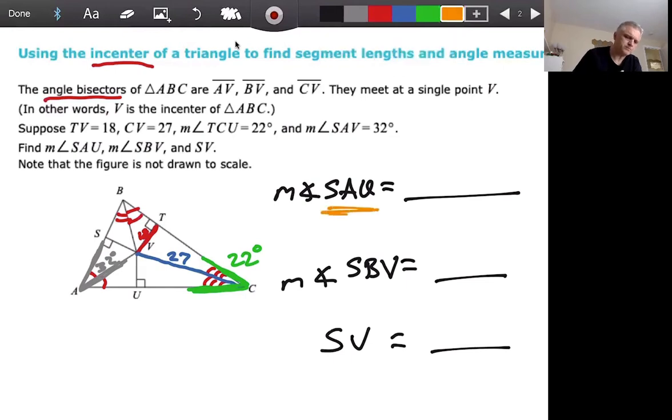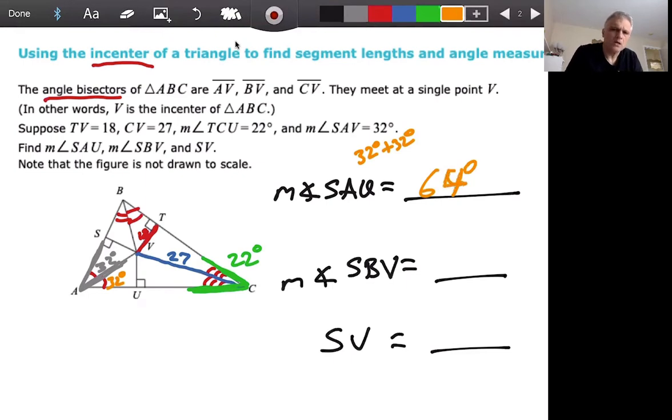SAU. So this angle right here. Okay. I hope you can see that SAU is made of the two angles that were created by the angle bisector. And if one of them is 32, the other one is 32. So 32 plus 32 gives us 64 degrees. And that's a 4, I promise.